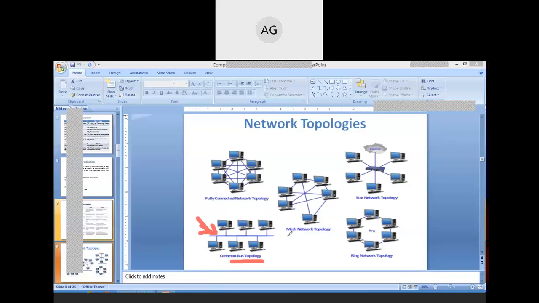And then the mesh network topology. In the mesh topology, the systems are connected to each other through the common link.